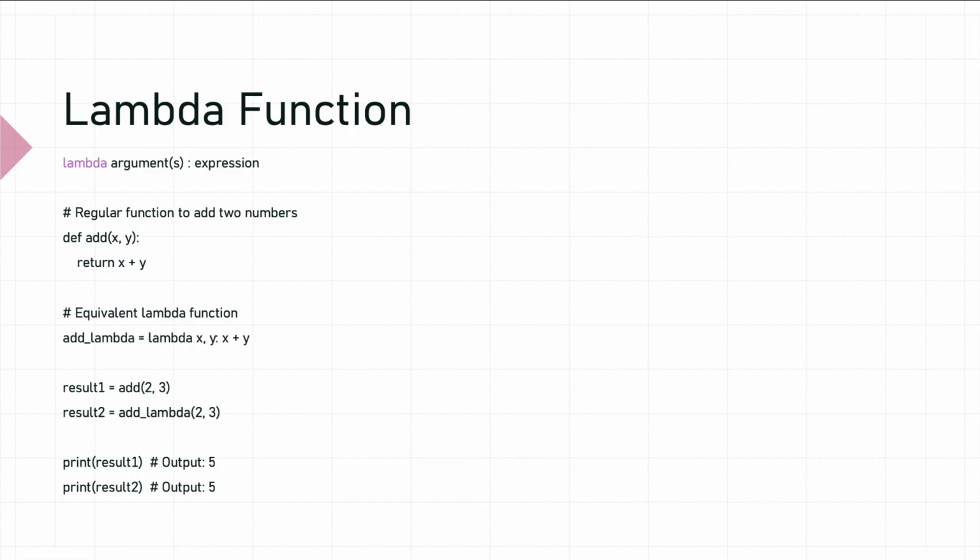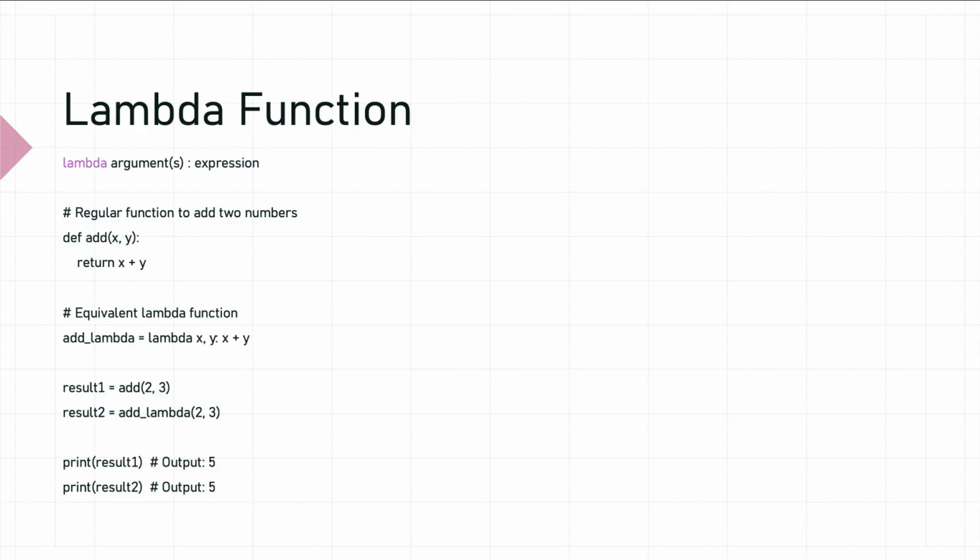In Python, a lambda function is a small, anonymous function that is defined using the lambda keyword. Lambda functions are known as anonymous functions because they don't have a name like regular functions defined using the def keyword. And so lambda functions are typically used when you need a simple function for a short period and don't want to go through the process of defining a full-fledged function.